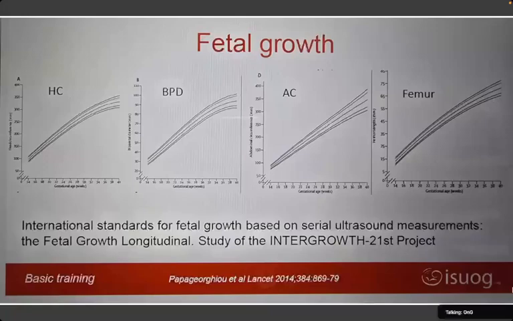So this slide represents the 4 graphs illustrating international standards for fetal growth based on serial ultrasound measurements. These standards are derived from the fetal growth longitudinal studies of the Intergrowth 21st project. Each one of these charts display an expected range of growth according to the specific gestational age. We are then able to use the lines representing the 10th, 50th, and 90th centile to assess the distribution of these measurements and assess if the fetus is growing within expected range of the specific gestation.